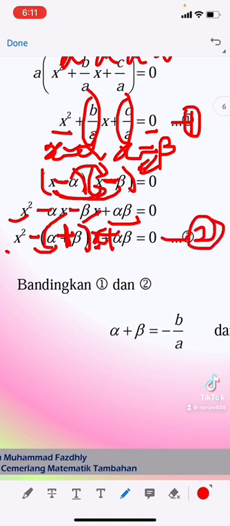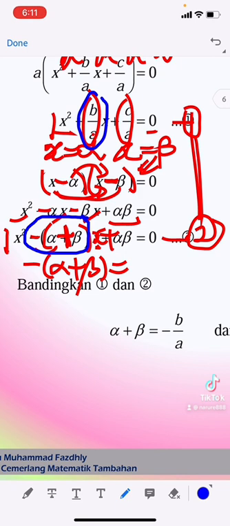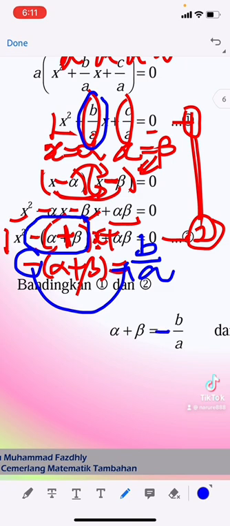The most important thing is that you must reach equation 1, and then you say these two are the same. Then you can say negative alpha plus beta is equal to, let me show you, we just do comparison. We take this whole thing equal to this thing, b over a. That's why this negative is there, so you should shift it to this side and it becomes negative.